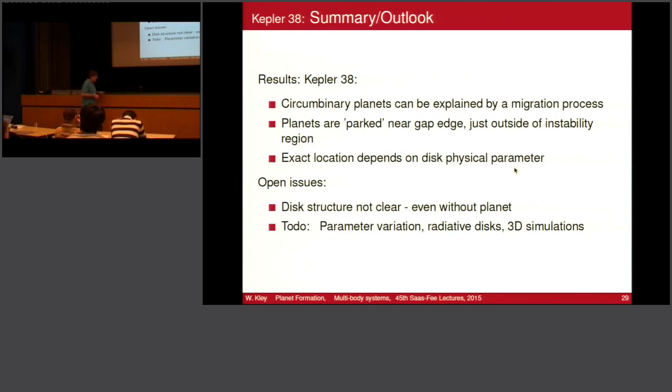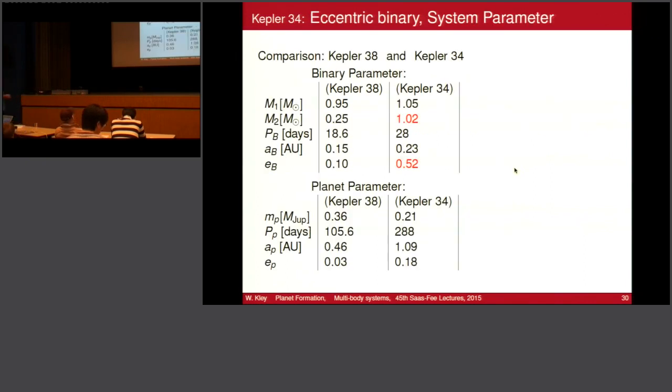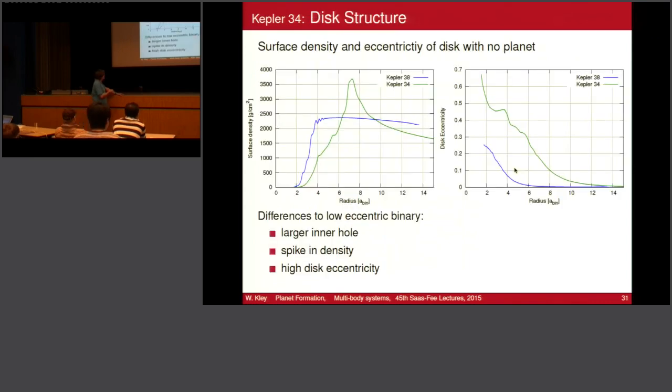Okay, so I still have time, I think, to show the second system briefly, Kepler 34. The main problem is the high eccentricity. So this system was very nice. The binary star had only 0.1 eccentricity, but here the binary star has 0.5 eccentricity. And this is very perturbing, and I will only show one movie here, because this is so nice, I think. We'll show this movie here, and then you can just see what the problem is.